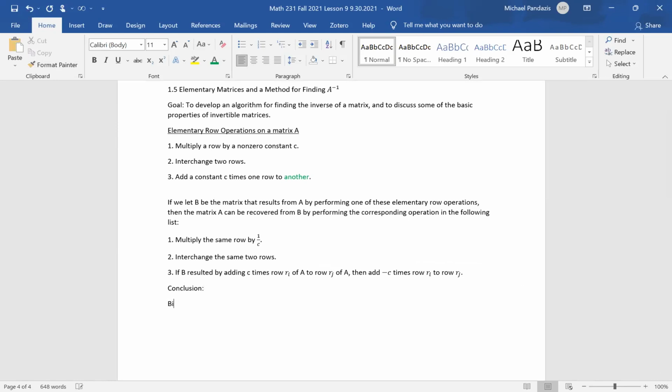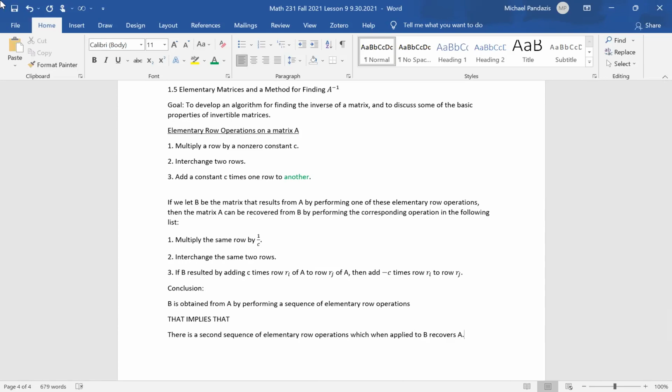All right. And so what we can say as a conclusion to all of that, and then this class ends: if B is obtained from A by performing a sequence of elementary row operations, that implies that there is a second sequence of elementary row operations, which when applied to B recovers A.